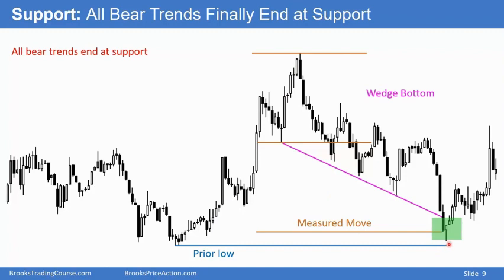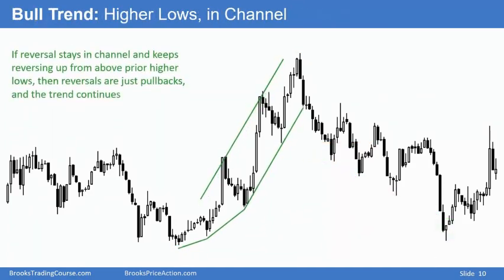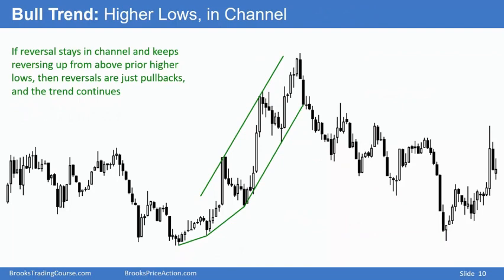Bulls will try to create a double bottom around that low, and if the bulls are strong, they'll try to keep the double bottom above the prior low and create a slightly higher low double bottom, which it did. We have a bull trend, a reversal attempt, but the trend continued. Anytime you have a reversal attempt in a bull trend and the trend resumes, that reversal attempt is a bull flag.